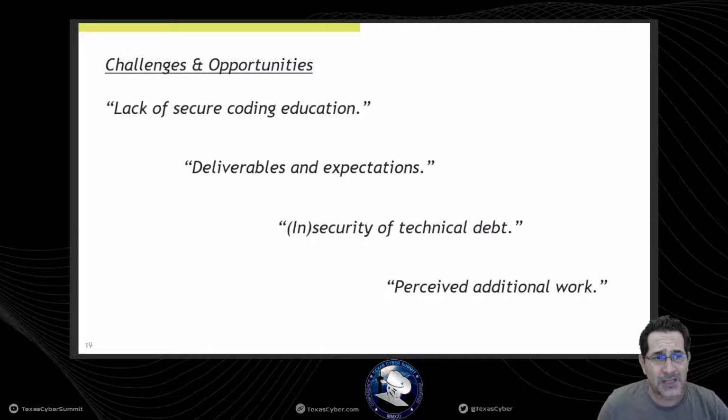So some of the challenges and opportunities that we have is that we have this lack of secure coding education, and yep, that's an issue. But we also have the opportunity to help developers get the tools and materials they need to learn more. I mean, we are empowered to do that. There's no reason why we can't do that. And developers also have a lot of deliverables and high expectations. There's a lot of pressure for them to build, build, build.